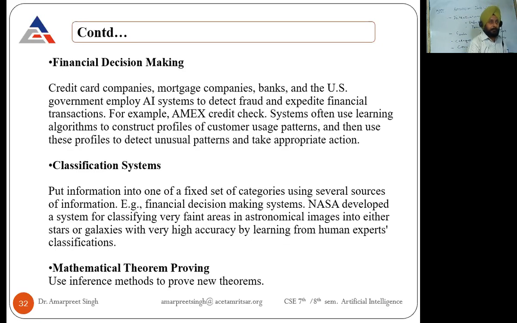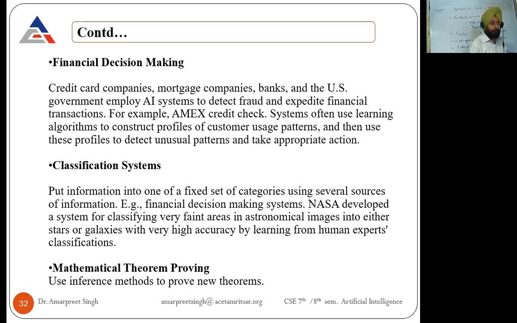Financial decision making. Credit card companies, mortgage companies, banks, all these financial institutions make use of the artificial intelligence concept for implementing different day-to-day operations in their units. Classification system: we have to classify different items in different ways, because somebody goes to space where classification is required. So NASA developed a system for classifying very faint areas in astronomical images into either stars or galaxies with high accuracy by using AI.